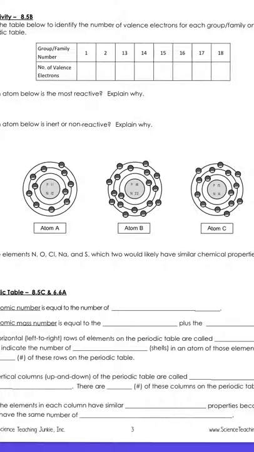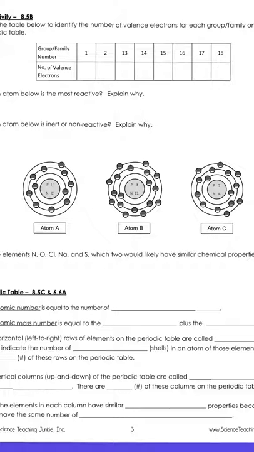Page 3 is on reactivity of elements and the periodic table. At the top, it says fill in the table below to identify the number of valence electrons for each group or family on the periodic table. Make sure you're looking at just valence electrons. So you're going to fill in this chart here. Which atom below is the most reactive and explain why.